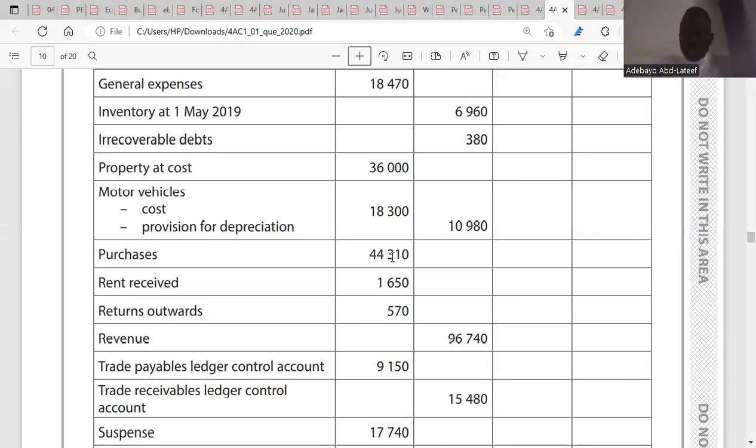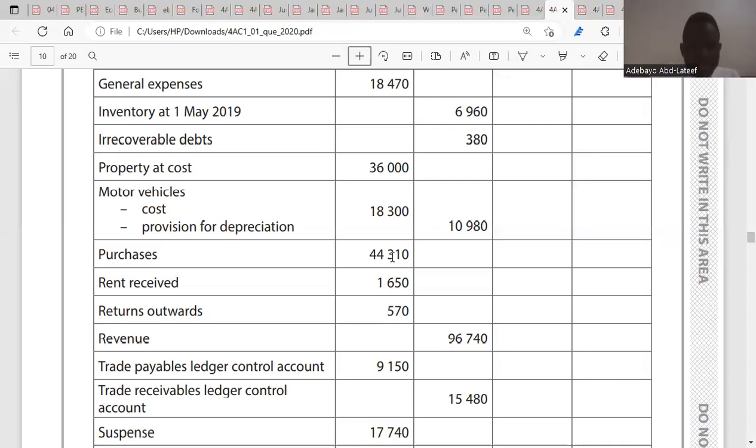So returns outward means purchases returns. Returns outward. That means what you purchased from your supplier, you are returning it back to your supplier. So another name for purchases returns is returns outward. So I will write it here for you. Returns outward is the same as purchases returns. So if purchases is a debit balance, purchases returns will be what? A credit balance. Is it clear?